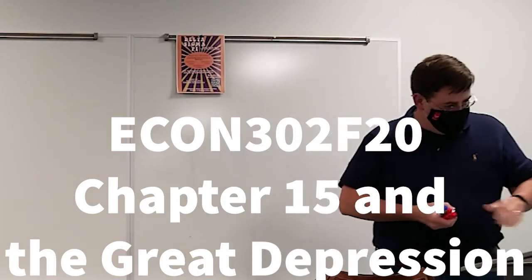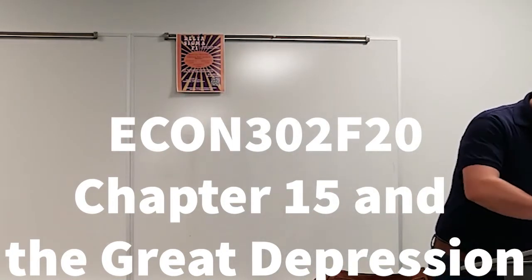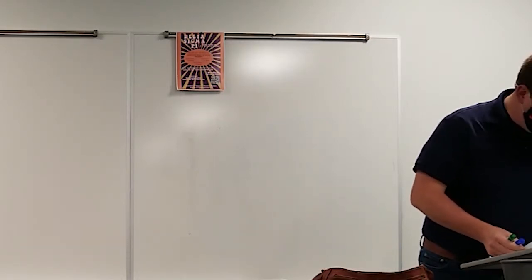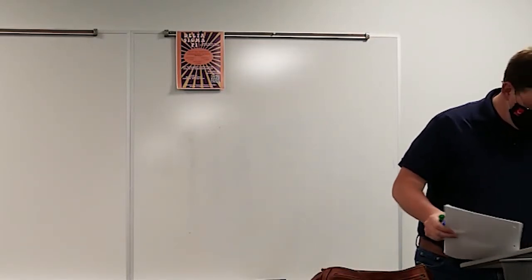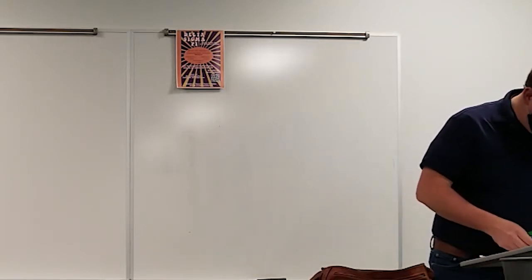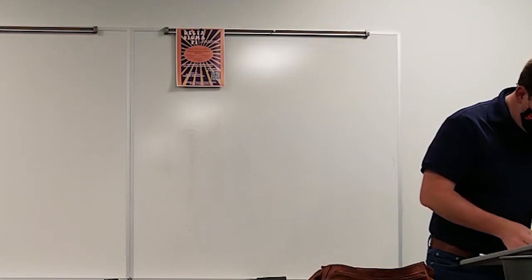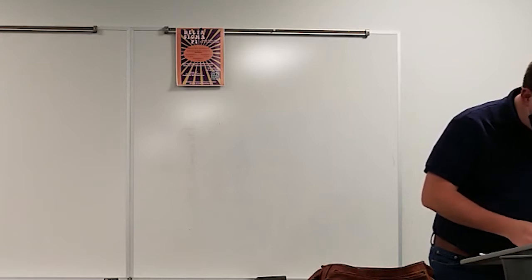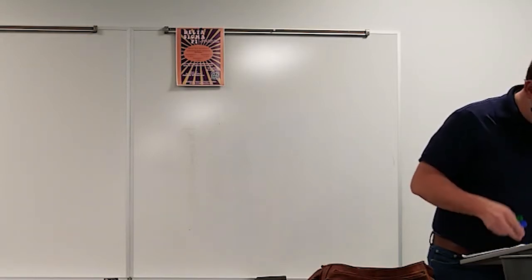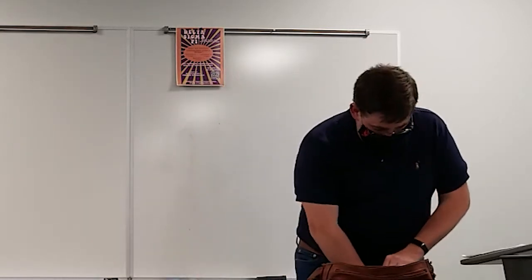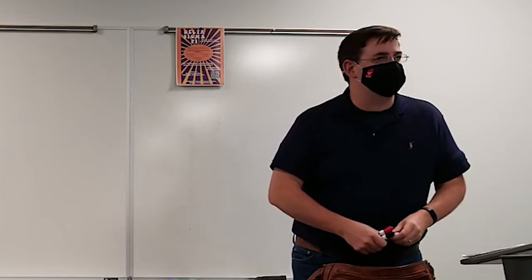Today I'm going to finish talking about the parts of chapter 15 that I think are relevant. I think I posted to Canvas that I'm only going to ask you to go up through about page 445 in your reading of chapter 15. The second half of chapter 15 is about something called the dynamic stochastic general equilibrium model, or something like that.